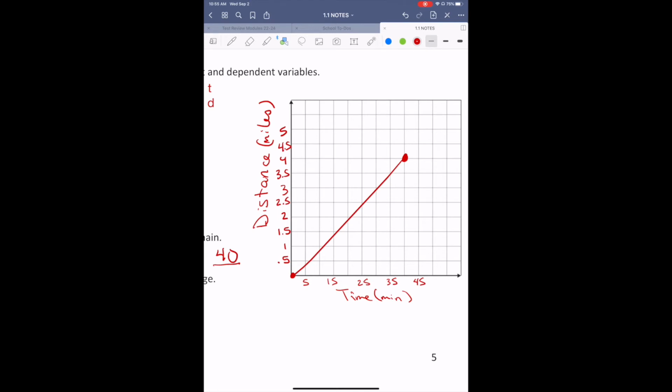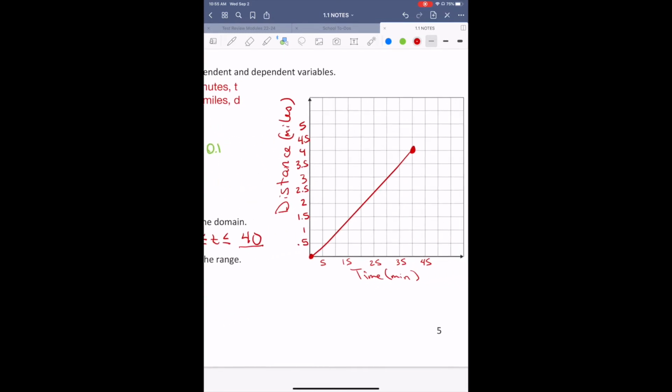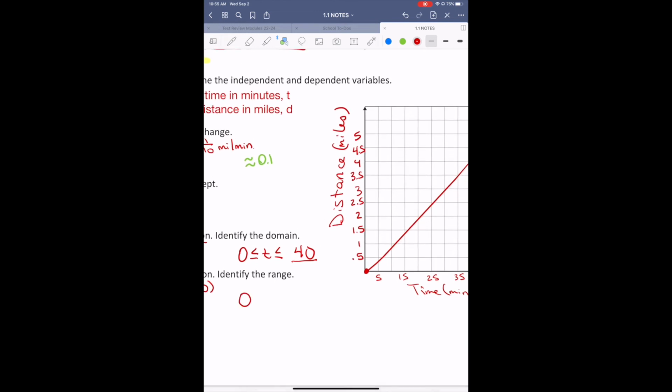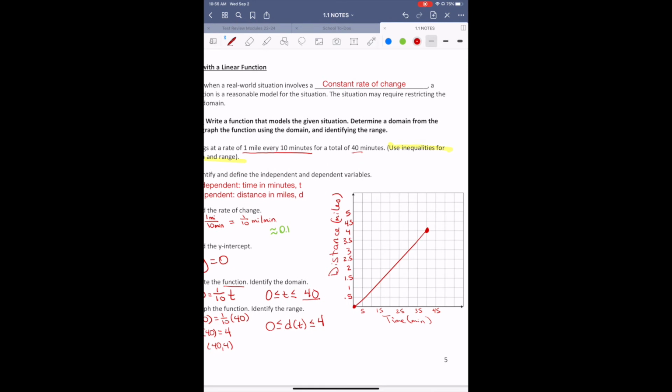This shows us how much she runs according to time. Now, our range, as an inequality, goes from 0, d of t, that's our y value, up to 4, right? The domain, she runs for 40 minutes, from 0 to 40 minutes. The distance, she runs from 0 to 4 miles.